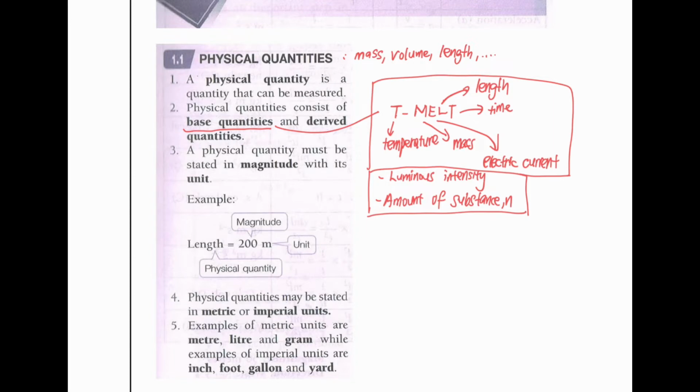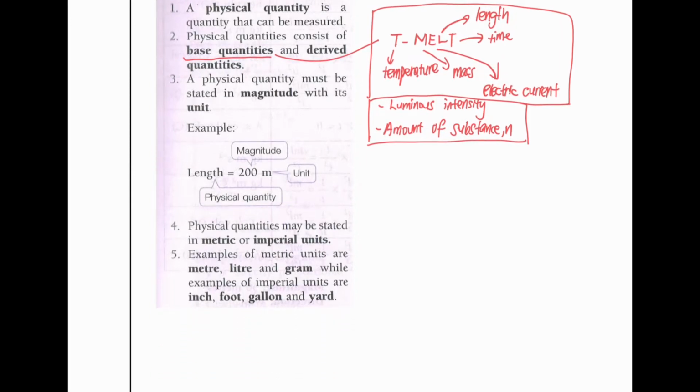Number 4, physical quantities may be stated in metric or imperial units. So what kind of units? Examples of metric units are meter, liter, and gram, while examples of imperial units are inch, foot, gallon, and yard. So you can see that metric is the standard unit, the more common one.